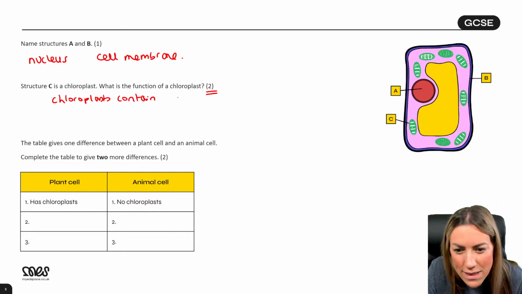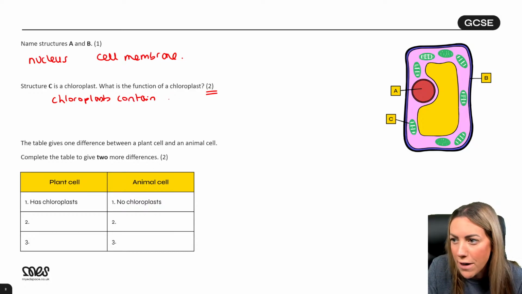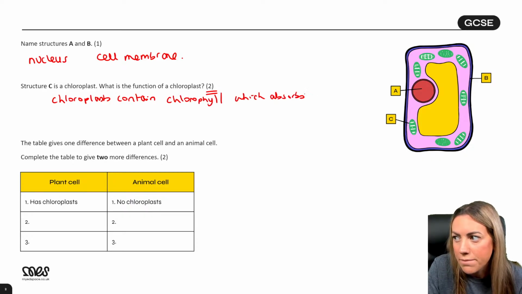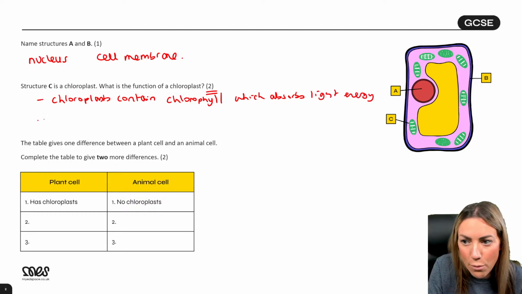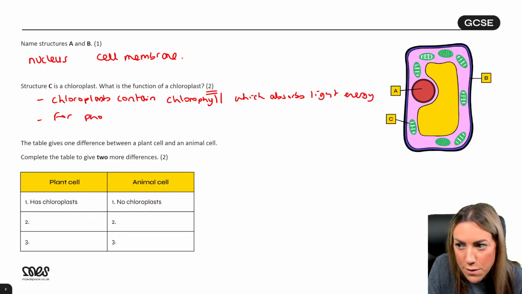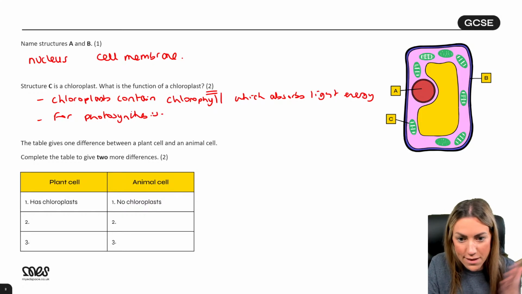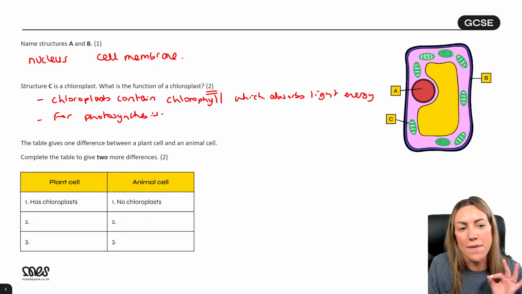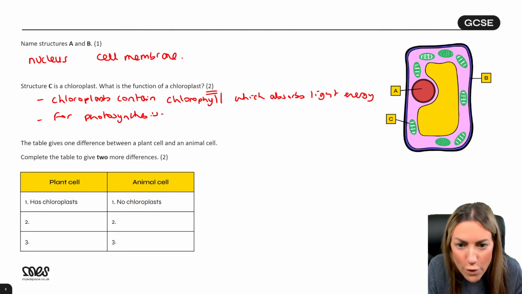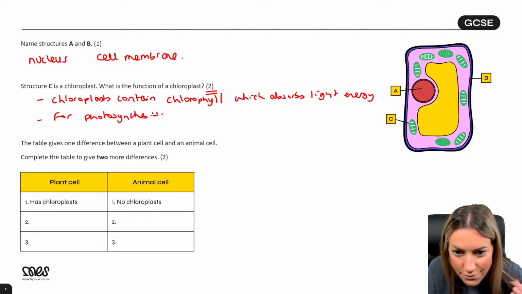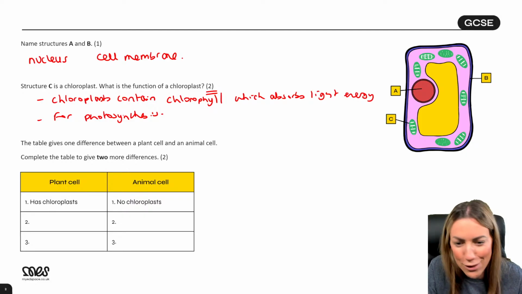Because what absorbs the light energy? Okay, good, Freddie. Chloroplasts contain chlorophyll, which absorbs light energy. And then we can say for mark point 2 for photosynthesis. Now, these are easy questions at the minute, right? This could be foundation, this could be on higher, but we should know they contain chlorophyll that absorbs light energy, and that's the site of photosynthesis. Okay, cool. I'm loving your answers so far.